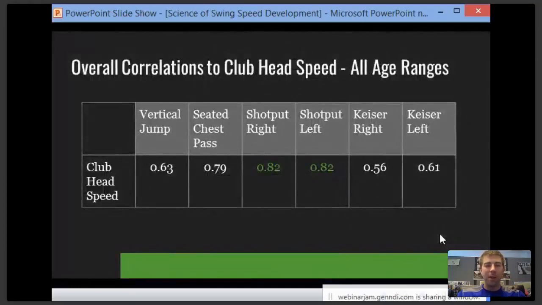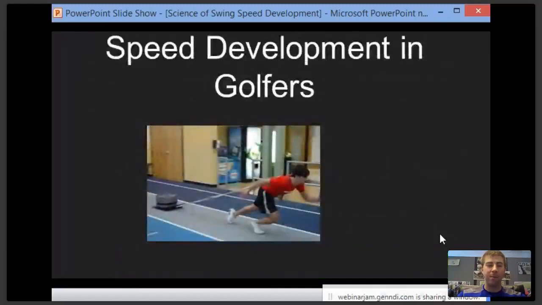So these are earlier correlations. These have changed a little bit, but generally still in this order, in terms of vertical, seated chest pass, and then shot put being the stronger relations. We call them the big three in terms of relation to clubhead speed. That's why we have you guys do all of those tests. And you can see that the Kaiser test is an anti-rotational core strength test, so it's not surprising that it doesn't have as high of a correlation to clubhead speed, but it actually has a very high correlation to shot put, which was very interesting.